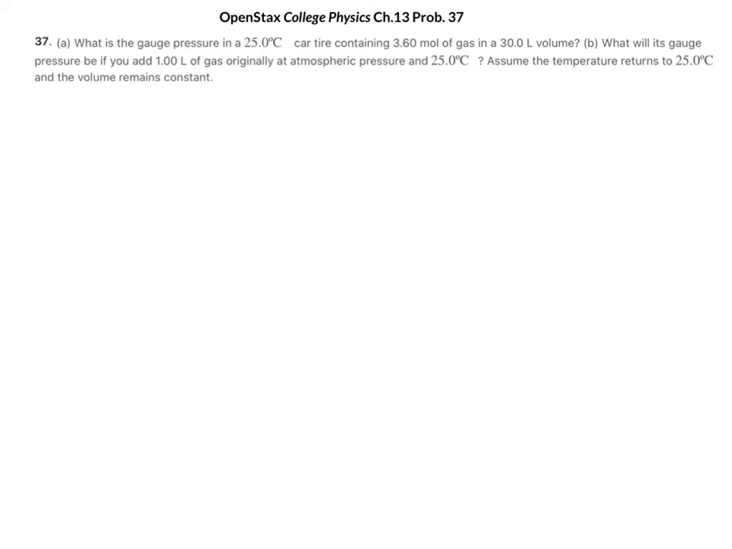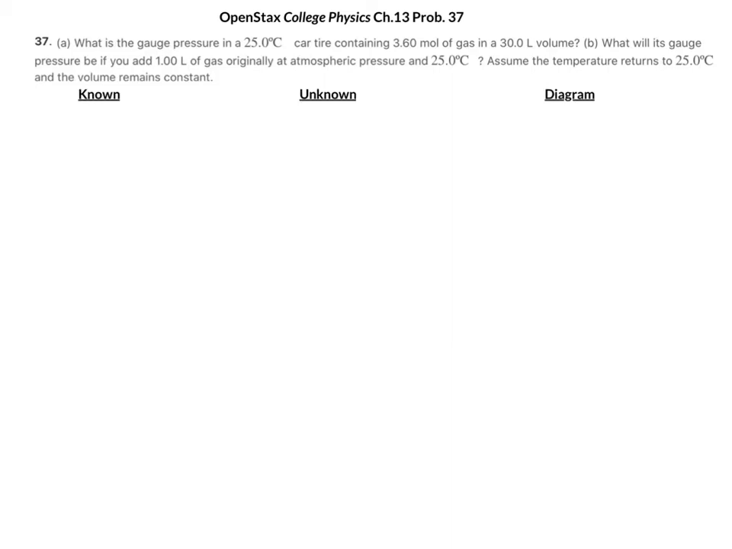Let's look at OpenStax College Physics, Chapter 13, Problem 37. A. What is the gauge pressure in a 25 degrees Celsius car tire containing 3.6 mole of gas in a 30-liter volume? B. What will its gauge pressure be if you add 1 liter of gas originally at atmospheric pressure and 25 degrees Celsius? Assume the temperature returns to 25 degrees Celsius and the volume remains constant.